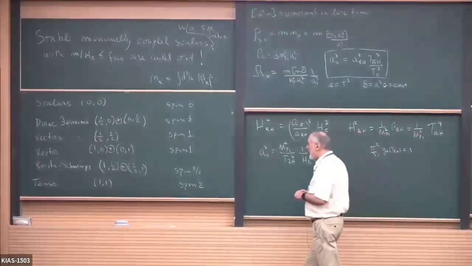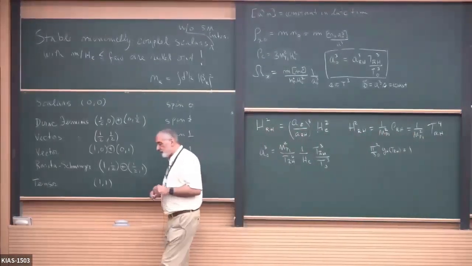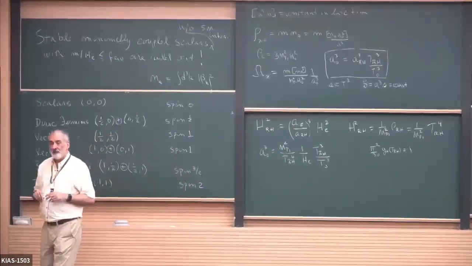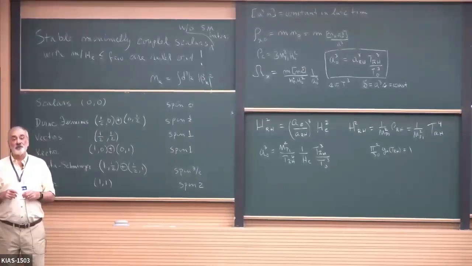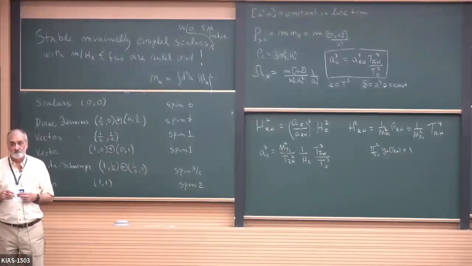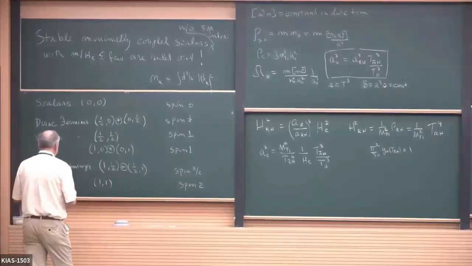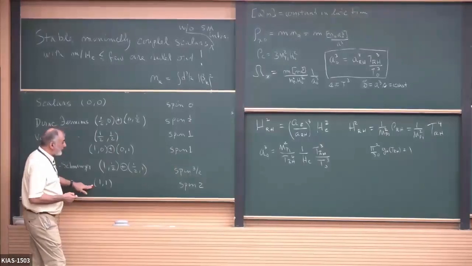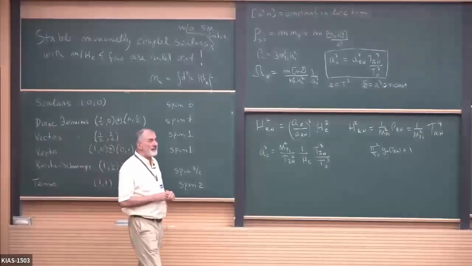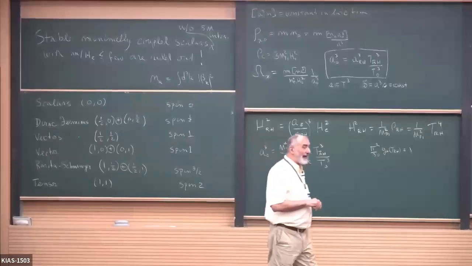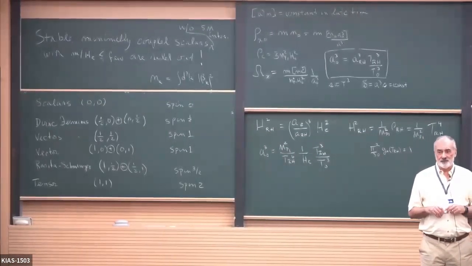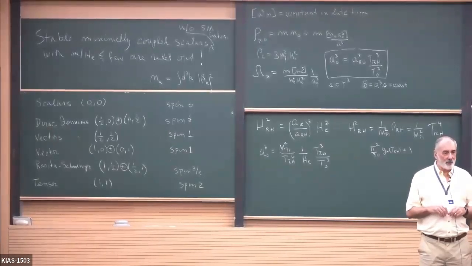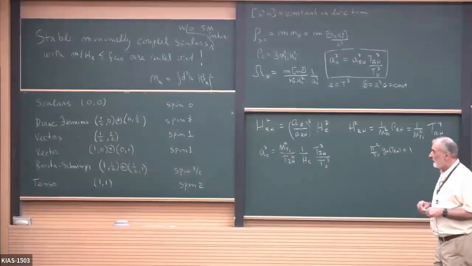Rarita-Schwinger spin 3/2 fields. There are no fundamental spin 3/2 fields in the standard model, but they exist in supergravity models in the guise of the gravitino. And finally, of course, there is a tensor field, a spin 2 field that's known as the graviton. But I will consider a massive spin 2 field that is not part of the low energy standard model.